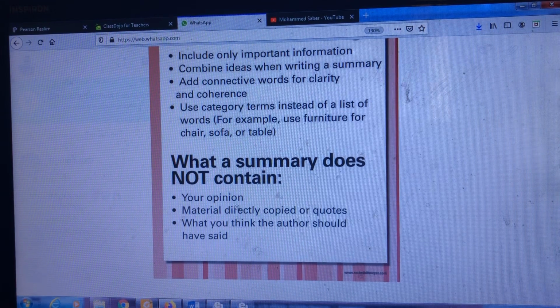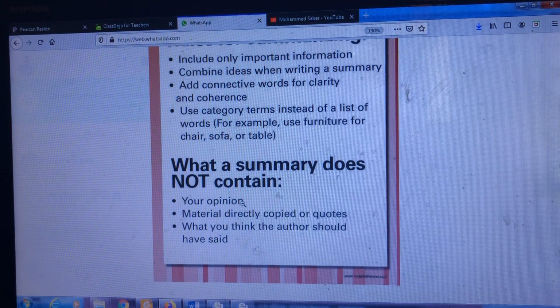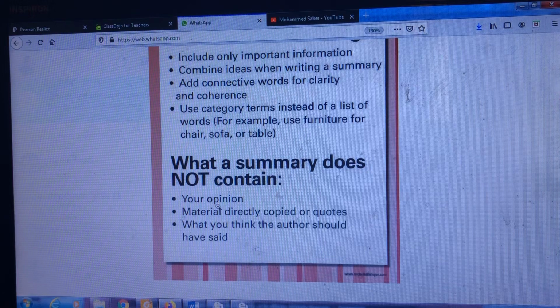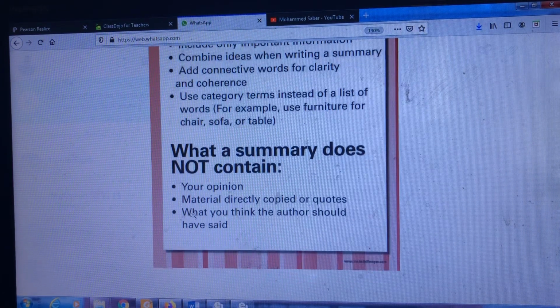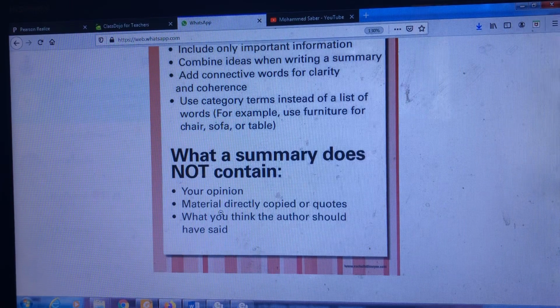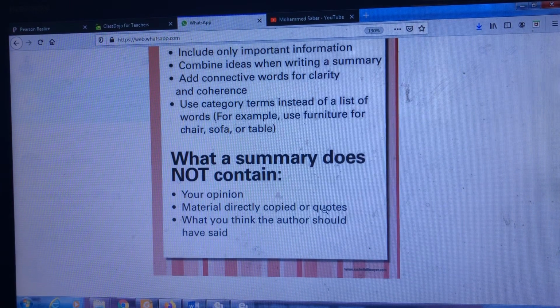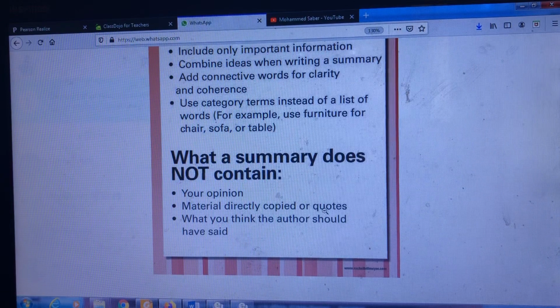You only summarize the story. You only write down the most important information about the story. So do not write your opinion. Number 2, the material directly copied or quotes. Do not take sentences from the story and copy them in your summary.